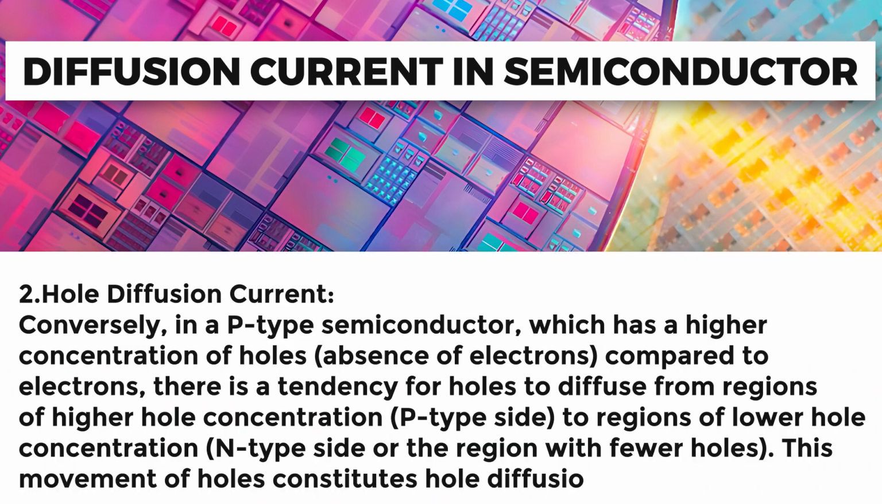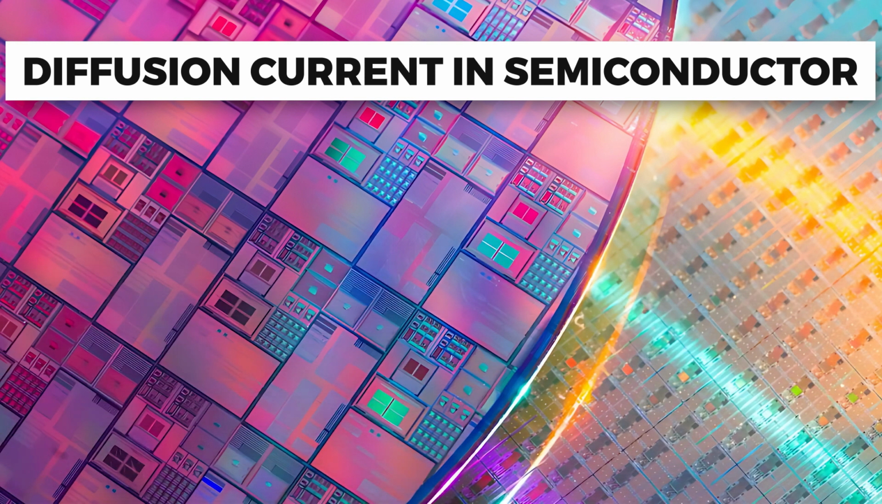Hole diffusion current. In a p-type semiconductor, which has a higher concentration of holes compared to electrons, there is a tendency for the holes to diffuse from the region of higher hole concentration, that means the p-type side, to the region of lower hole concentration, the n-type side. This movement of the holes constitutes hole diffusion current.